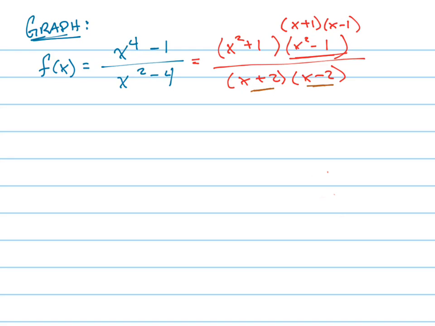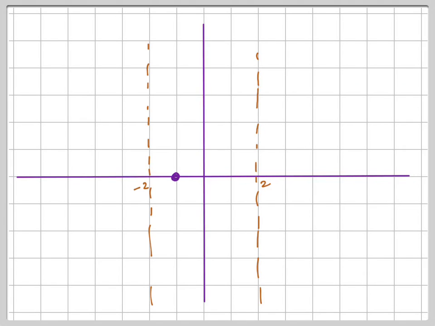And we also know that there's going to be a 0 at -1 and at 1, because you set the numerators equal to 0 to find your zeros, right? And this one doesn't yield any more zeros. Those are imaginary. So at -1 and +1, we have zeros. So that would be here and here.